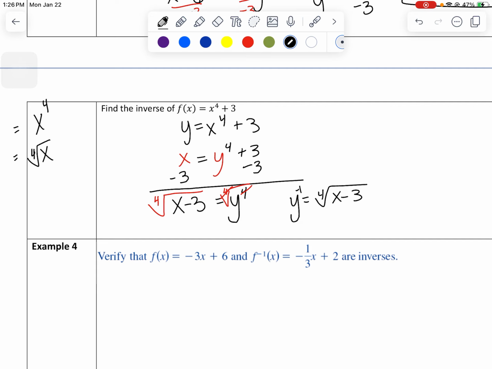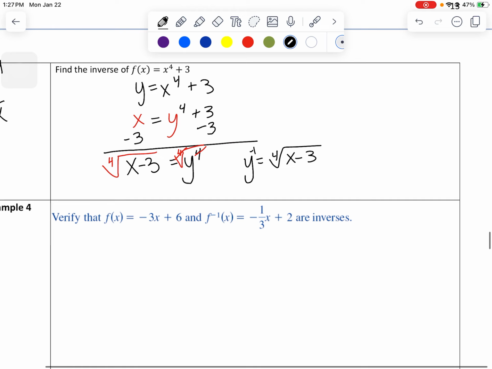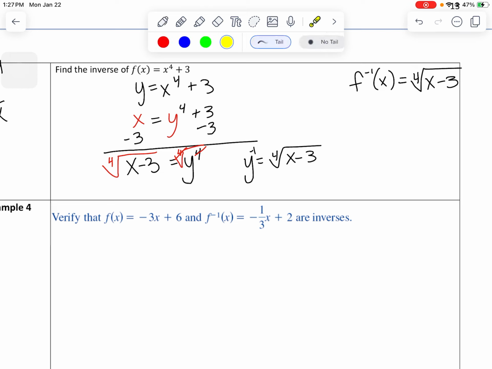And then we're going to add this little notation piece, which looks like a -1 exponent, but it is the notation for the inverse. So that just means y inverse equals the 4th root of x minus 3, or you can use function notation: f inverse of x equals the 4th root of x minus 3. And then this notates our input.